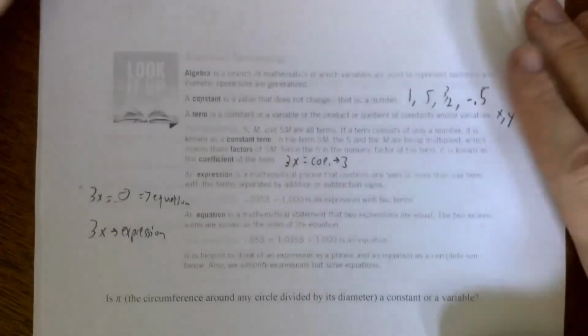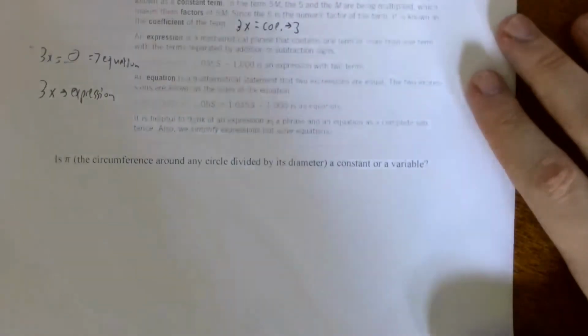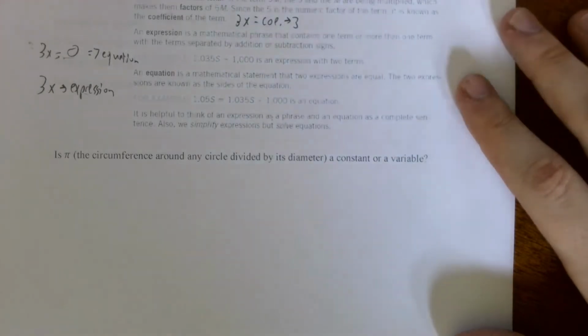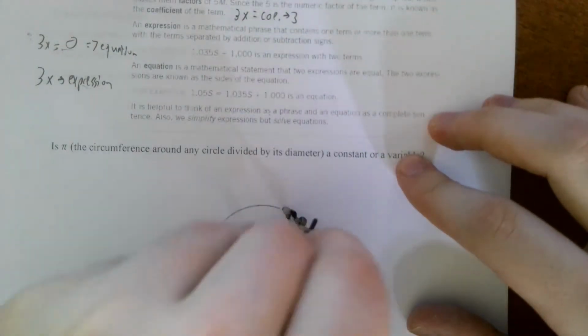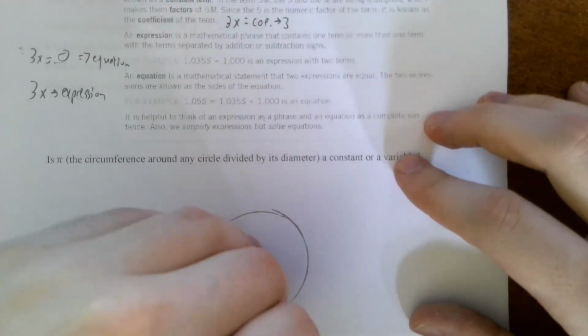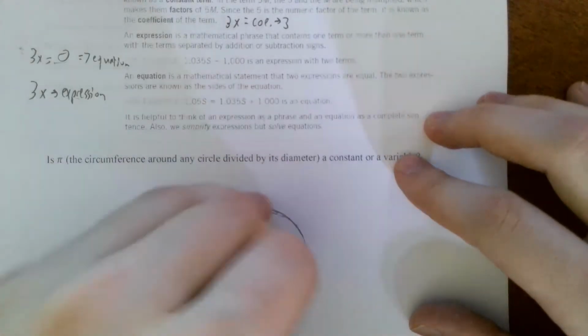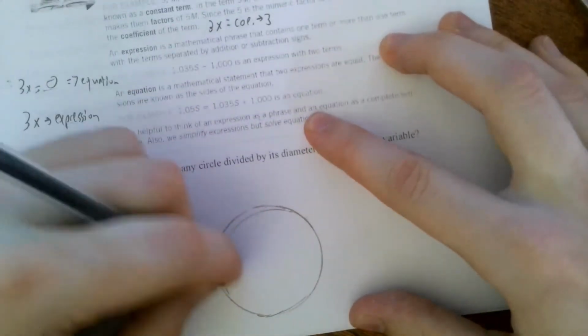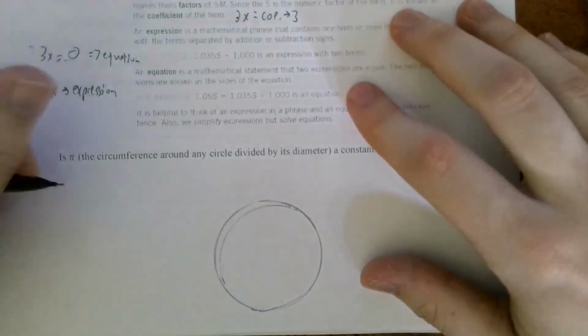Okay. All right. So one question I have, it says, is pi, the circumference around any circle divided by its diameter, a constant or a variable? So let me draw a circle really quick, and then we will talk about it. Draw a circle here. That's not completely accurate, so I'll redraw it here. There we go. Okay, so we have a circle. Something like that.